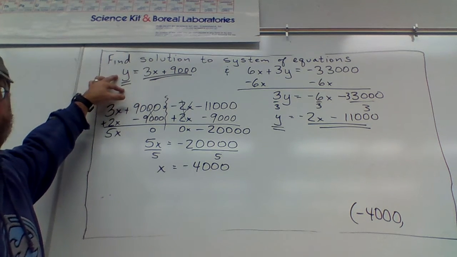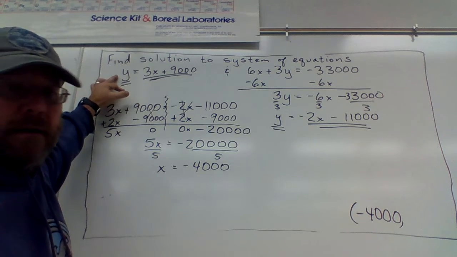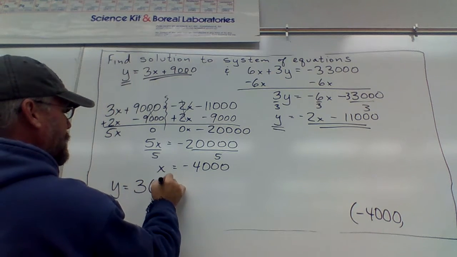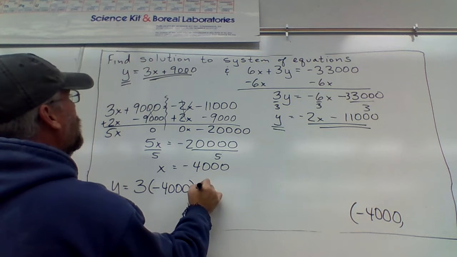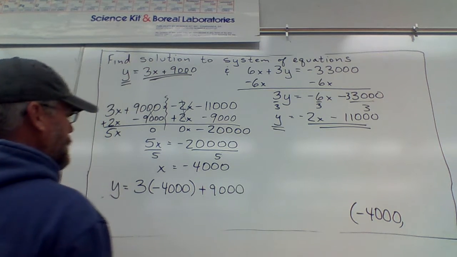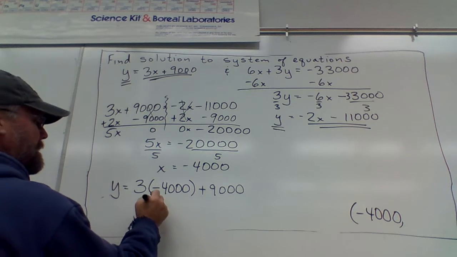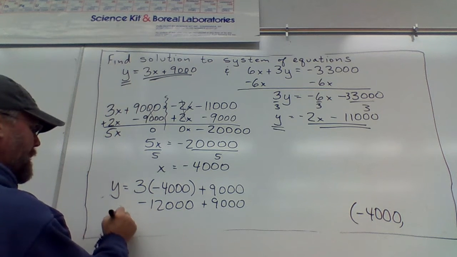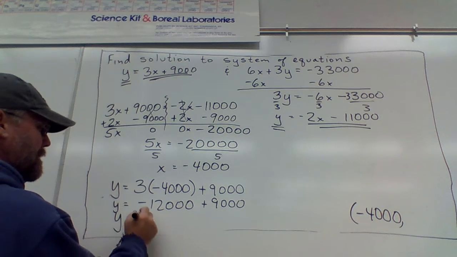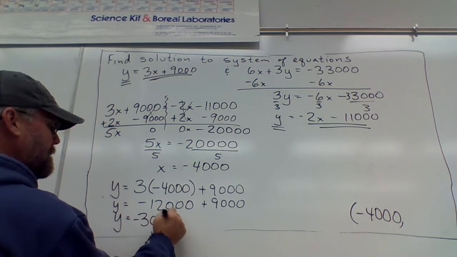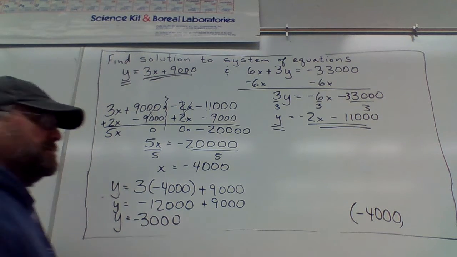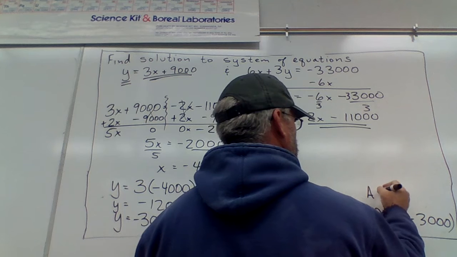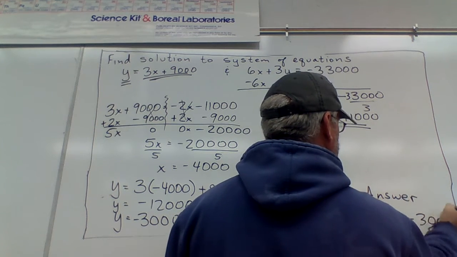Because this one's already set up for y, I prefer to plug it back in there. So y equals 3 times negative 4,000 plus 9,000. And so 3 times negative 4,000 is negative 12,000, plus 9,000 means that y is going to be equal to negative 3,000. And so if I go over here, negative 3,000, this should be my answer. Okay.